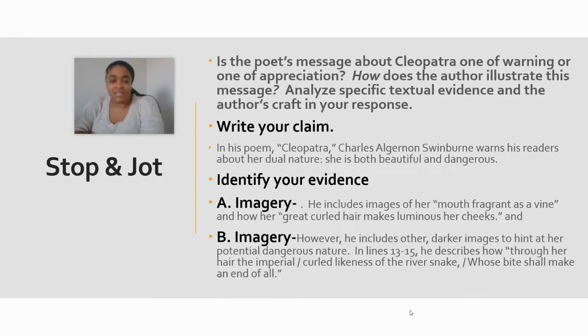Then my second piece of evidence is also one of imagery. And I wrote, however, he includes other darker images to hint at her potential dangerous nature. In lines 13 through 15, he describes how through her hair, the imperial and curled likeness of the river snake, whose bite shall make an end of all. So scholars, when you go back to my claim, I wrote that he shows Cleopatra's dual nature, beautiful and dangerous. When you look at my evidence, I have evidence to support her beauty and evidence to support her dangerous side. Let's go to our next step.